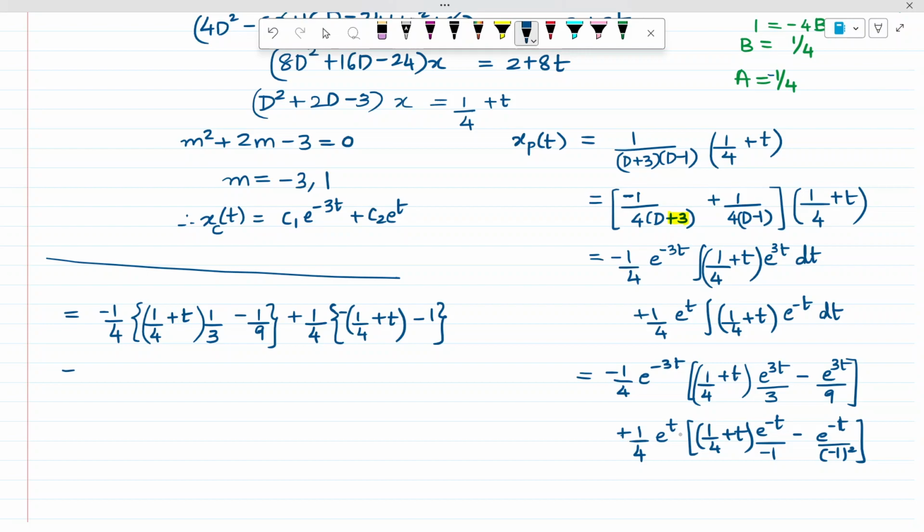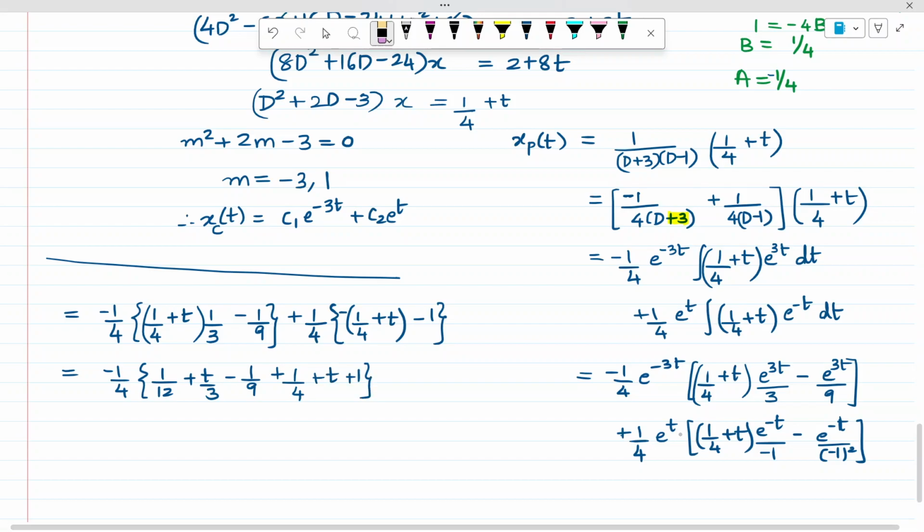Okay, so let's simplify these values here. This is going to give me minus 1 by 4. First, let me solve the brackets. 1 over 12 plus t over 3 minus 1 by 9. Let me take the minus sign out. So I again have a minus 1 over 4, or let me put everything in the same bracket so that minus 1 over 4 is everywhere. So I'm now with 1 over 4 plus t plus 1. I have taken the minus sign out. So, yeah, this is minus 1 over 4.